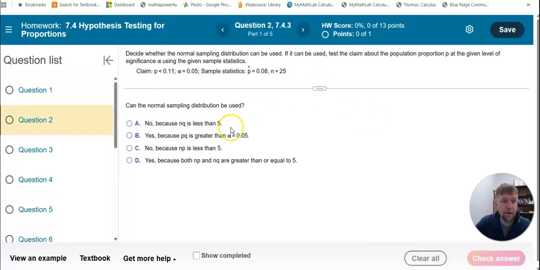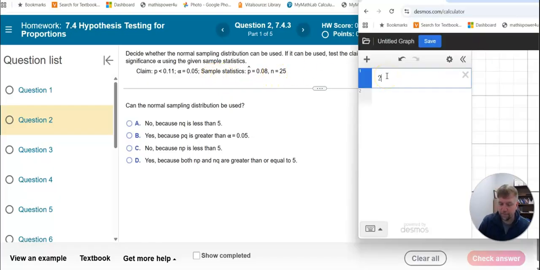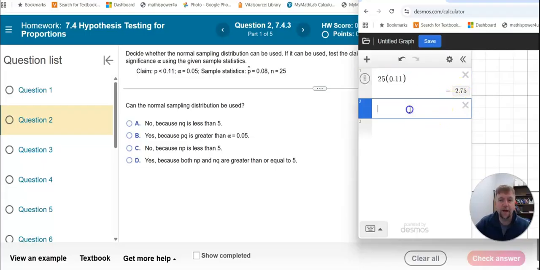It's really important that you understand that this criteria comes straight from what we saw earlier in the semester. Now let's look at an example. We have to be careful here because it's n times p. We have p and we have p hat. The p for the hypothesis testing is controlling the distribution of the sample proportions, so this is the p that we use when we do n times p. Here n is 25 and p is 0.11, and the calculation I get is 2.75. That's not bigger than 5, so I wouldn't be able to use it here.